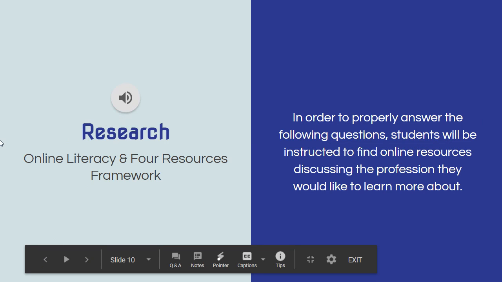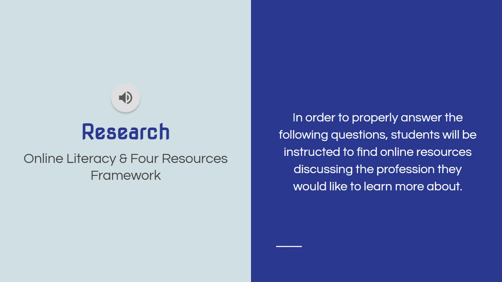In order to properly answer the following questions, students will be instructed to find online resources discussing the profession they would like to learn more about. So through various Google searches and looking through many different articles online, students will get a better understanding of what the career is and how it impacts communities. This is where students will gain the sense of online literacy and how that connects to the 4 resources framework. This can be read in further detail within the rationale document provided.